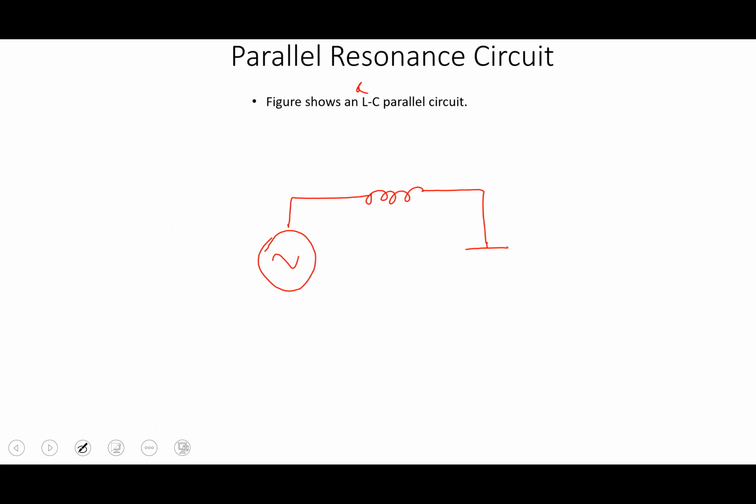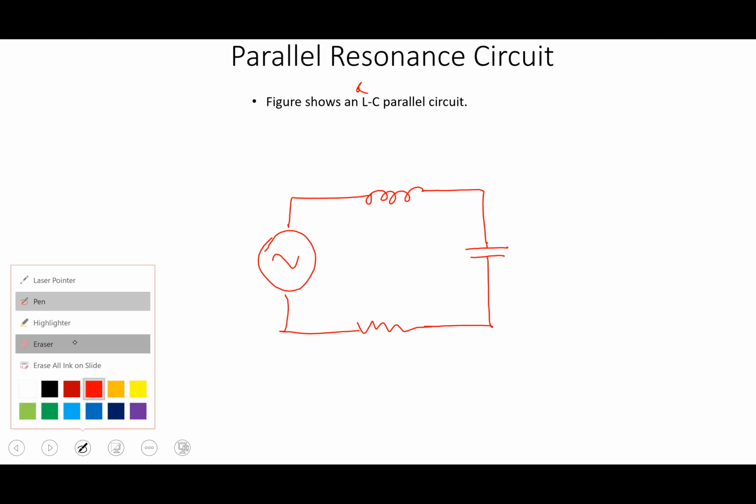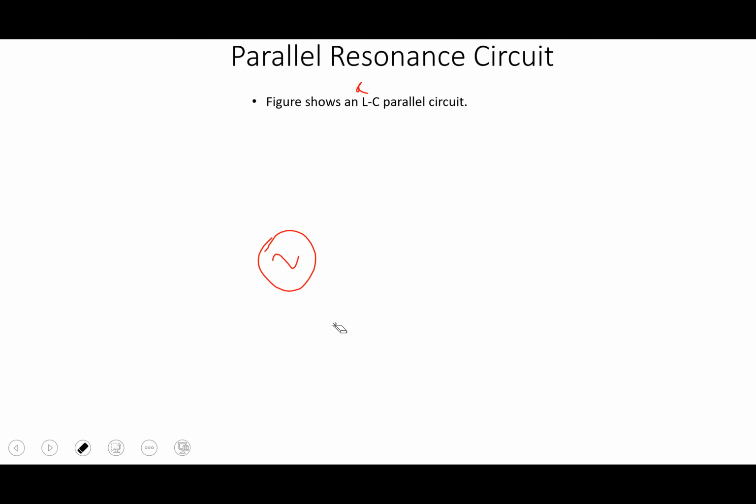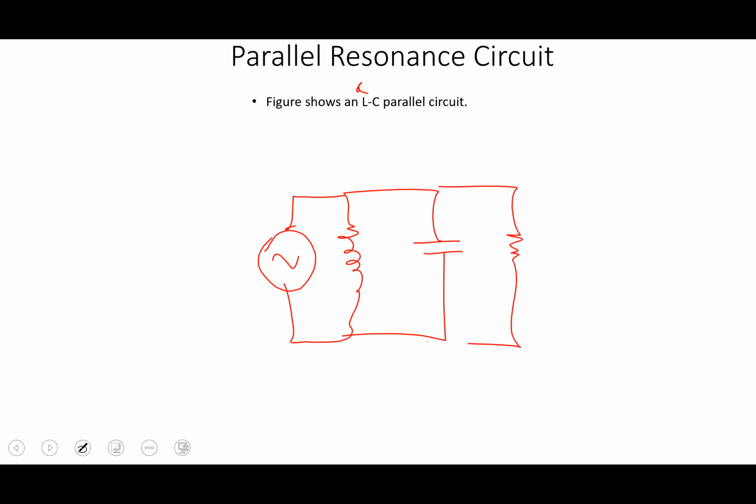Now for the case of parallel resonance. In the case of parallel resonance, the figure shows the LC parallel circuit, or we can say R also in this case. Let's draw R as well. So here is the alternating source, and there is an inductor, a capacitor, and a resistance as well. So this was in series, but we are going to draw it in another way for the parallel case. Now in this case, there is a coil, a capacitor in parallel to the coil, and a resistance in parallel as well.